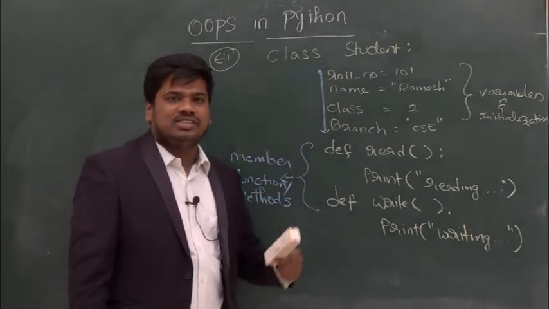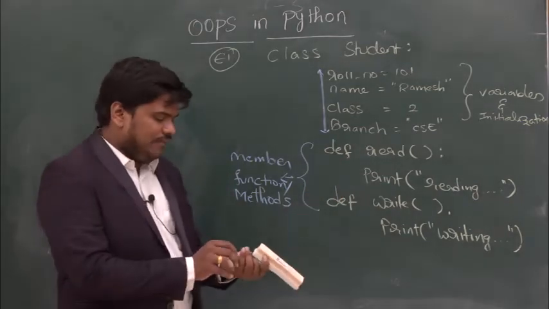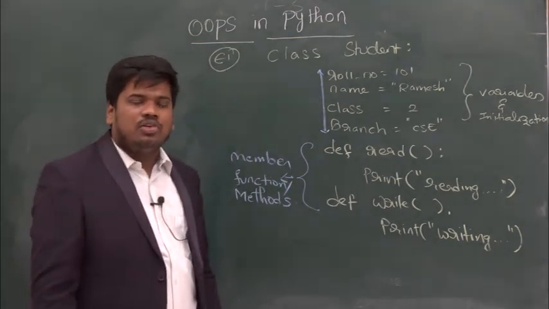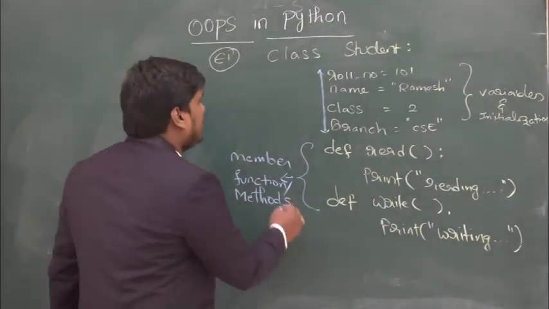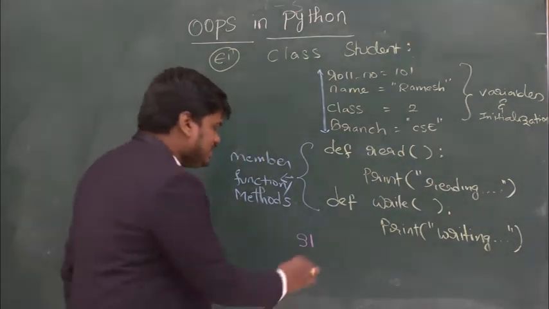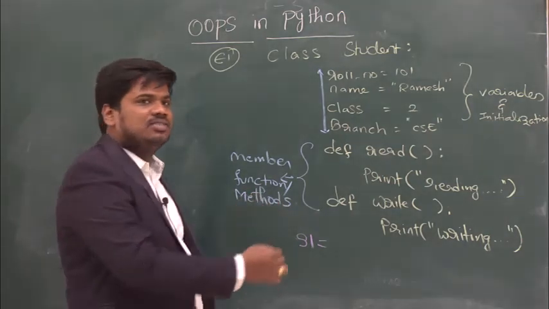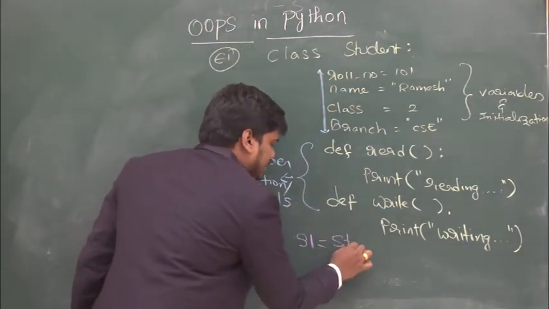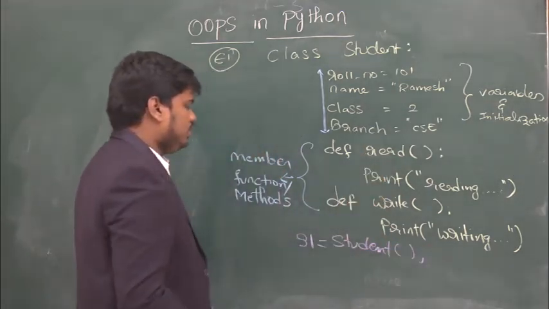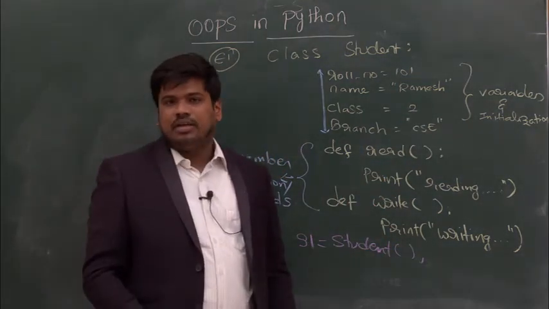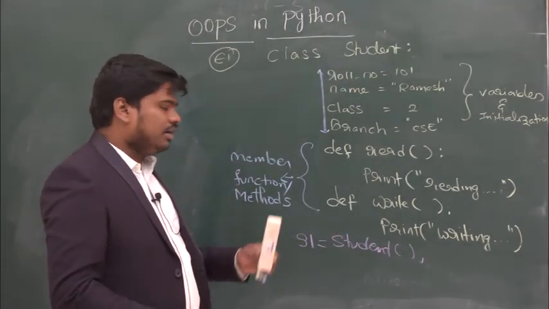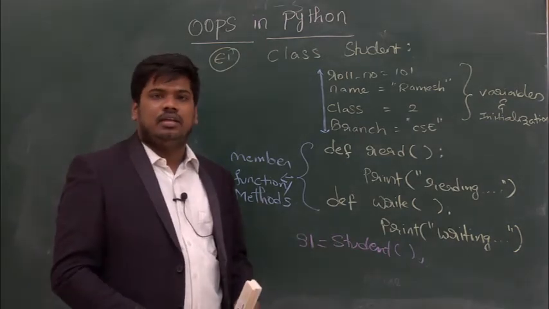In order to access the variables and the methods, the very next step is to create an object. How to create an object? The name of my object is, for example, s1, s1 is equal to Student, the name of my class is Student. Is it clear? s1 equals Student. I have created my object.